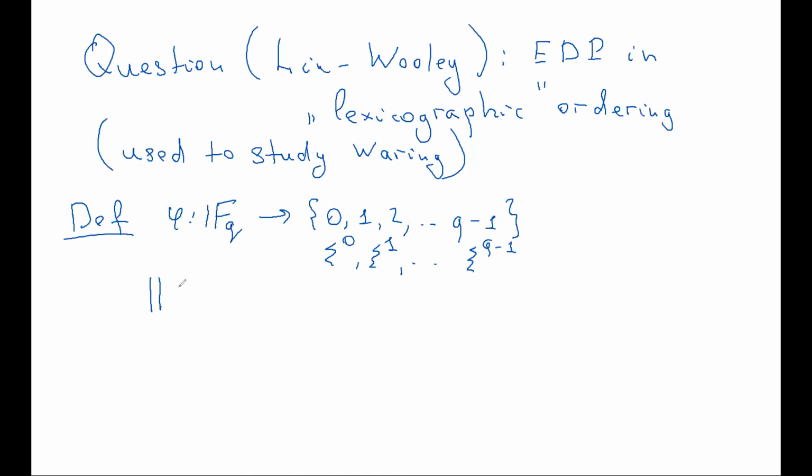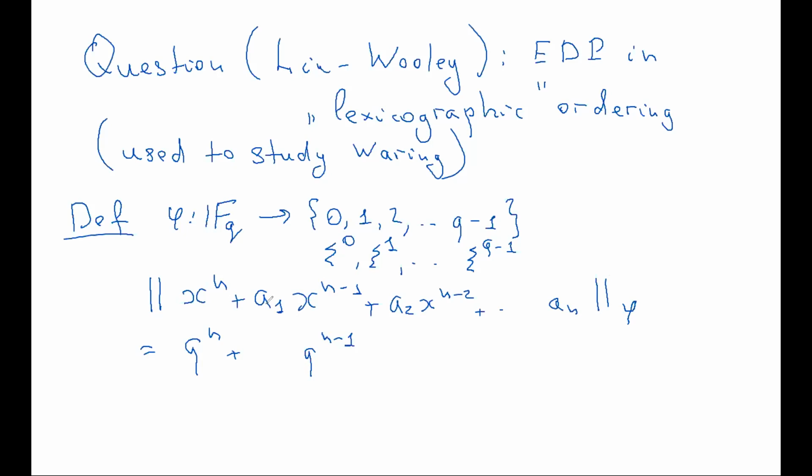But now, how can you measure the norm of a polynomial? If I give you a monic polynomial x to the n, plus a1 x to the n minus 1, plus a2 x to the n minus 2, and so on, up to am, and I have this order phi, then the way I can compute the norm is to evaluate this polynomial at the point q. But instead of a1, I put just the order of a1, and the order of a2, and the order of am. That will be the ordering of the polynomial. This is the lexicographic ordering, which is the natural ordering of polynomials as an ordered set.